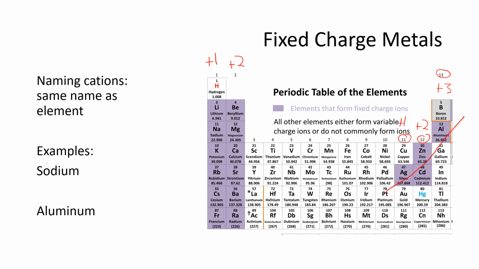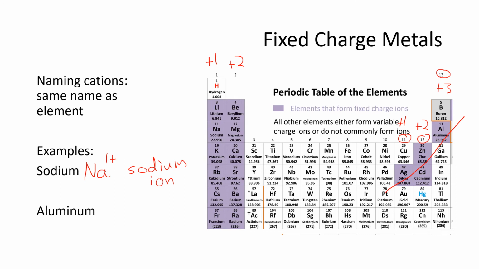When we name one of these fixed charge metal cations, we just name it by the same name as the element. So if we're going to write the ion for sodium, sodium is in group 1, so it'll have a 1+ charge, and we simply call it the sodium ion. With the positive ions, we don't change the name at all.